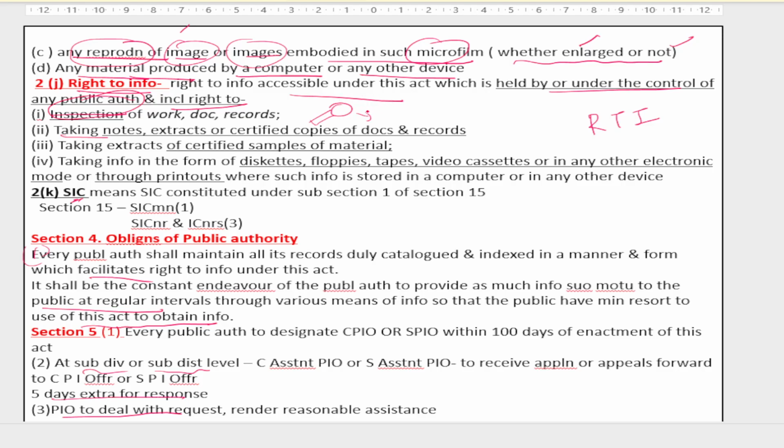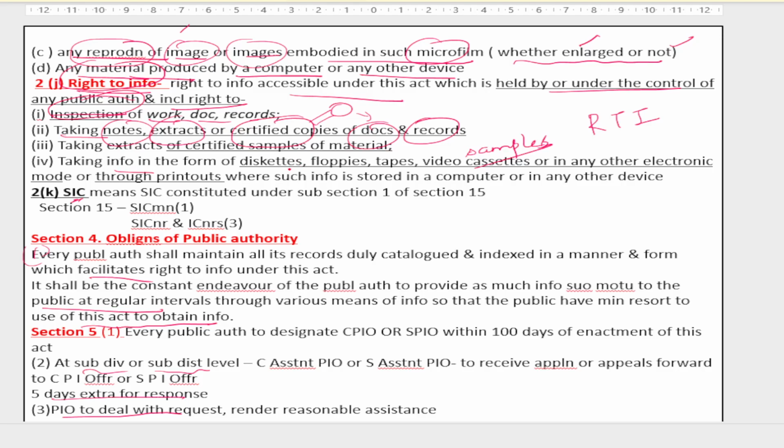So I have shown this inspection with the help of a magnifying glass just to symbolize inspection. So inspection of works, documents and records is included under right to information. Then taking notes, extracts or certified copies of documents or records is also included under right to information. A person can ask for notes, extracts or certified copies of documents and records. Then taking extract of certified samples of material is also included in the RTI Act.